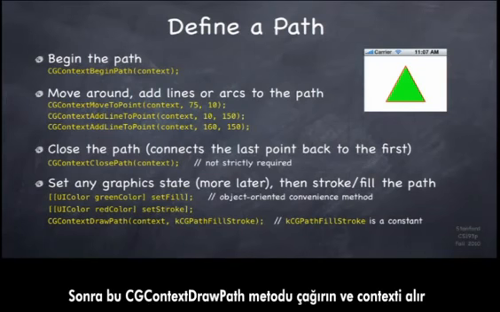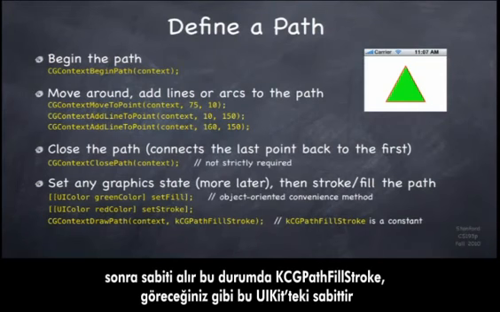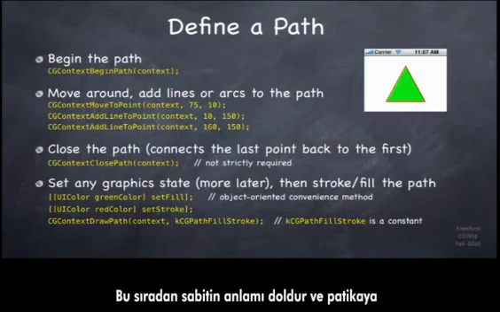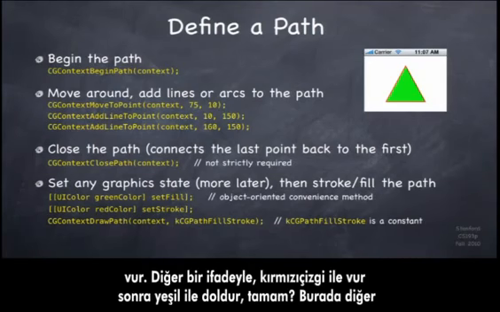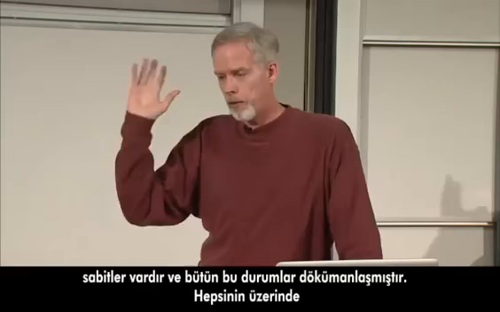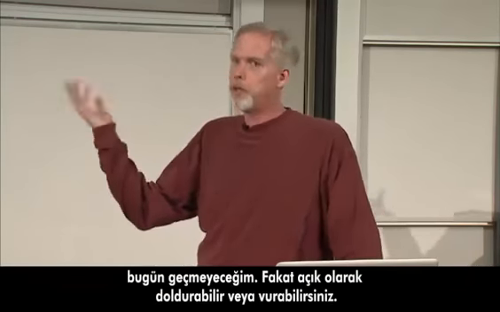And then I call this method CGContextDrawPath, and it takes the context and then a constant, in this case kCGPathFillStroke. You're going to see that the constants in the UIKit and Core Graphics have the little k in the front. So this particular constant means fill and stroke the path. In other words, stroke it with the red line and fill it with the green. Okay? And there's other constants, and all this stuff is documented. I'm not going to go over all that today, but obviously you could just fill or just stroke.